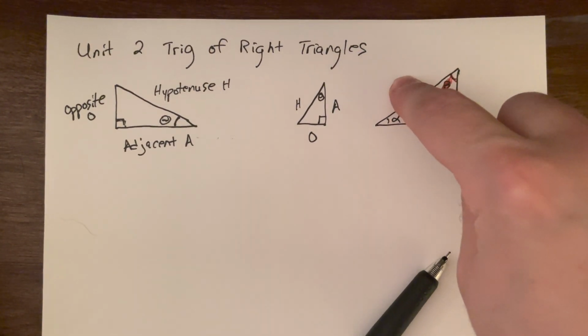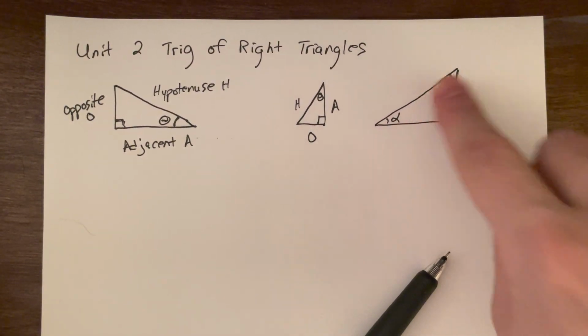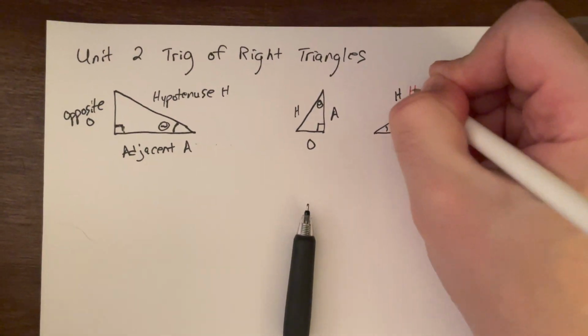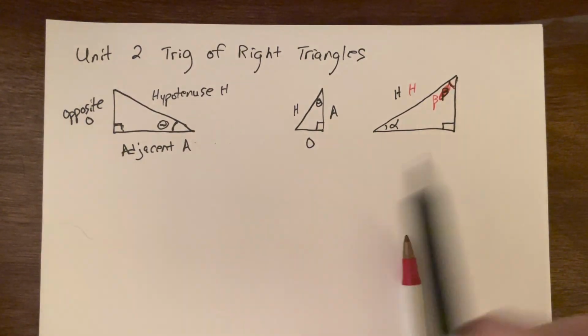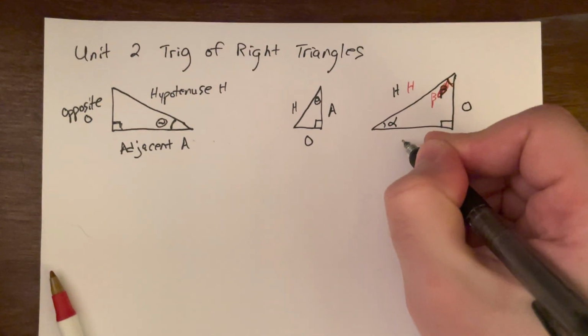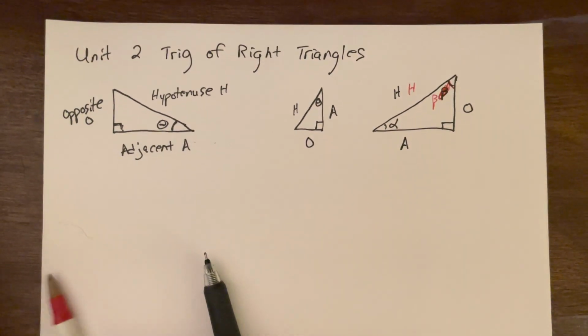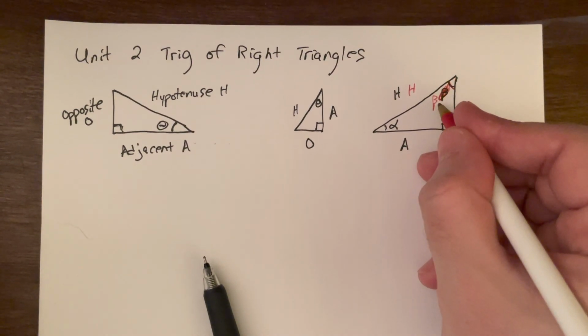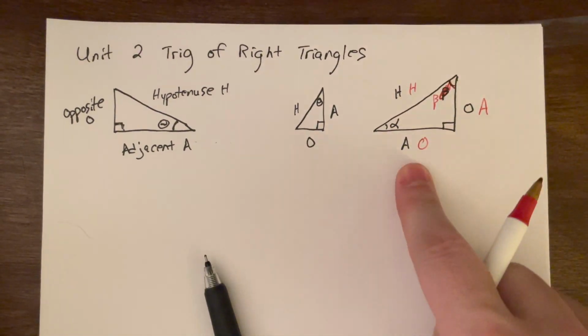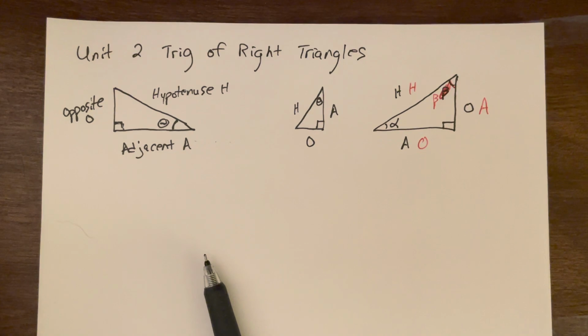It doesn't matter which angle we care about. This is the side across from the right angle, so this is H in either situation. But if alpha is the angle we care about, this would be the opposite and this would be the adjacent. If beta is the angle we care about, then this would be the opposite and this would be the adjacent. So the first point here is a lot of students make a right triangle, and the hypotenuse they normally do well with. But what is opposite, what is adjacent?